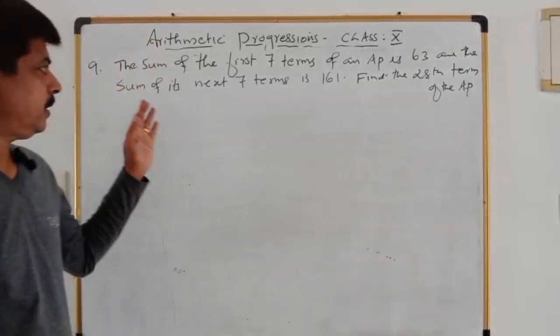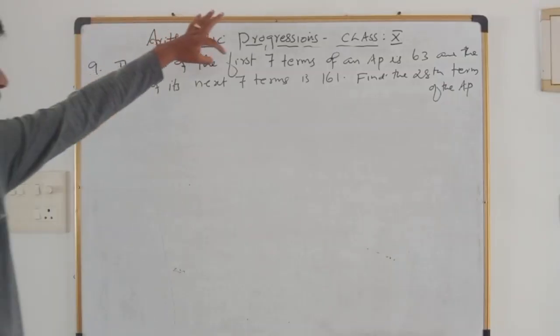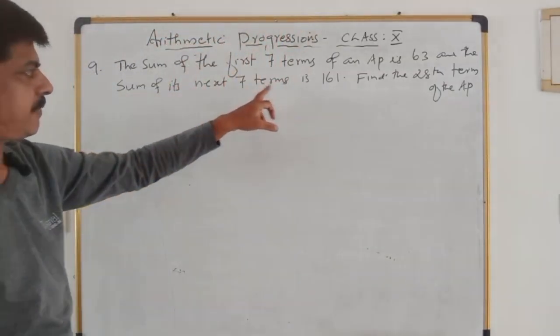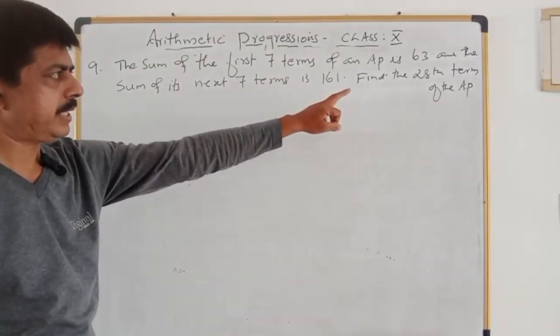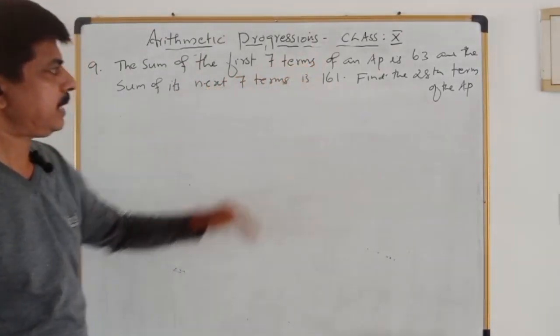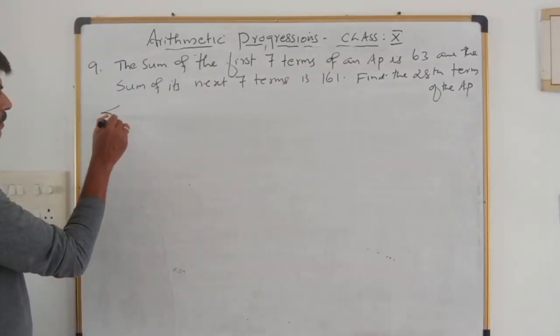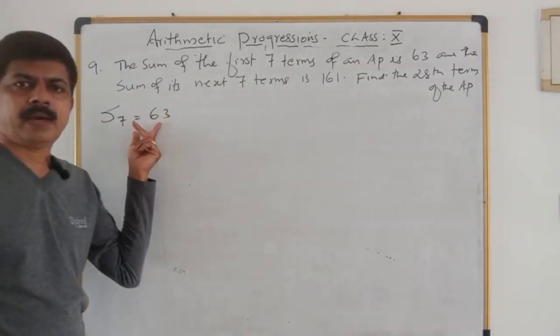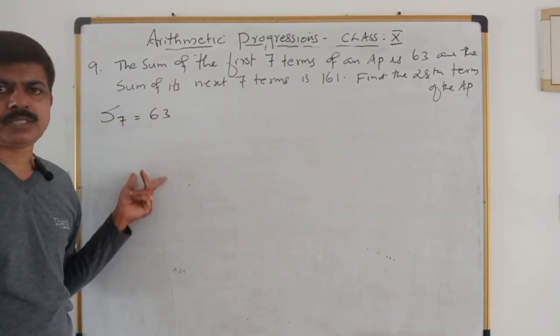Okay, we will discuss the 9th question. The sum of the first 7 terms of an AP is 63 and the sum of its next 7 terms is 161. Find the 20th term of the AP. So the sum of first 7 terms is given as 63. From this, we can make an equation, right?